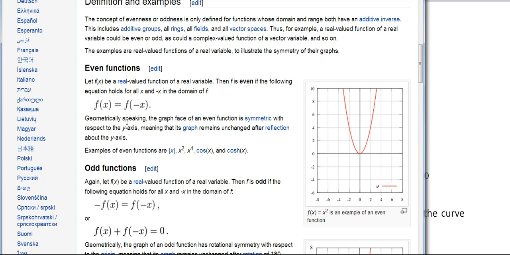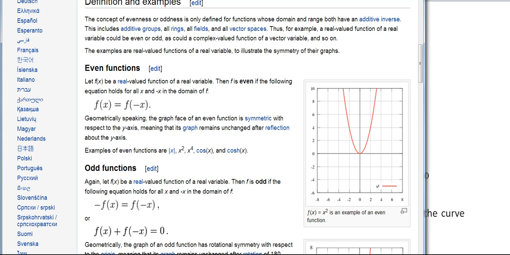Yes. So geometrically speaking, the graph of an even function is symmetric with respect to the y-axis, meaning that its graph remains unchanged as a reflection about the y-axis. So this part will create a mirror image on this side, reflecting about the y-axis. You can take this part and put the mirror image of that, and you will get this part. So if this is true, it means that the function is even.